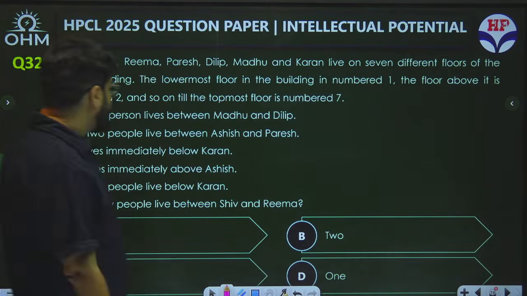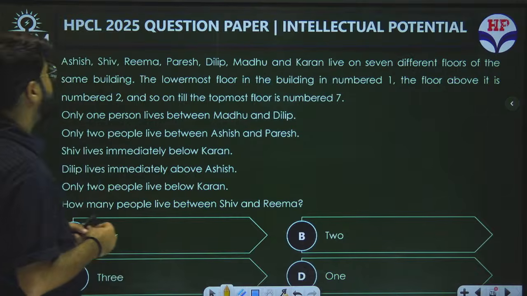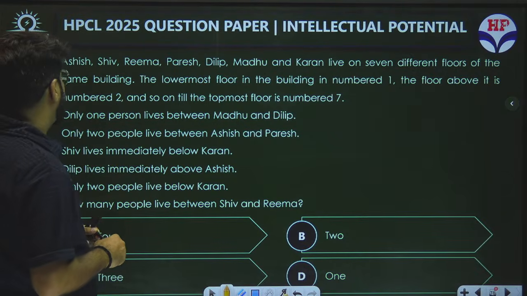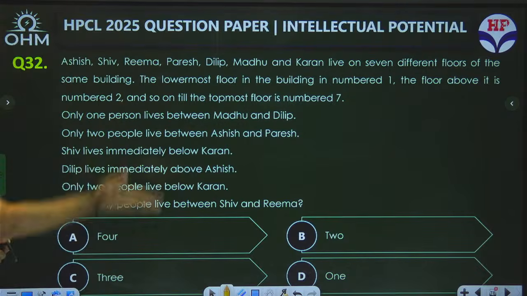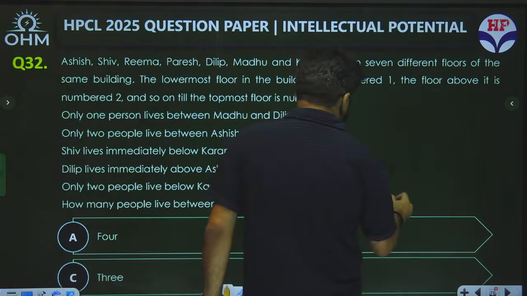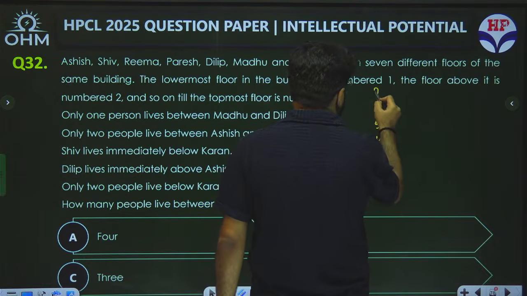Question number 32. Again, arrangement. What is there? Ashish, Shiv, Reema, Paresh, Dilip, Madhu and Karan live on 7 different floors of the same building. So again a linear arrangement. Building means linear. The lowermost floor in the building is numbered 1 and the floor number 2 until the topmost number 7. So we have floor number 1, 2, 3, 4, 5, 6 and 7.